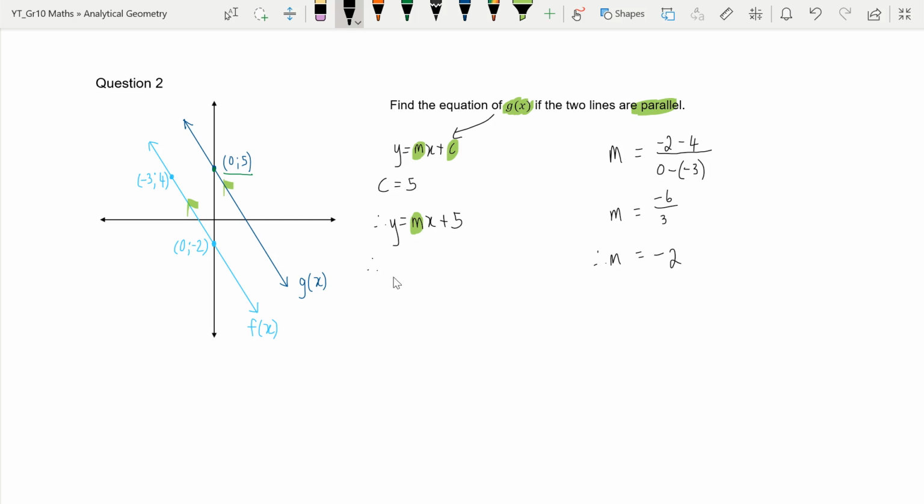So therefore, the gradient of g of x that we're supposed to find will also be equal to -2 because they told us that the lines are parallel. So therefore, what is the equation of g of x? It will be equal to -2x plus 5. And there we go. We can also just write it in that notation. G of x is equal to -2x plus 5. And there we go. We found the equation of a straight line by using the idea that lines are parallel.